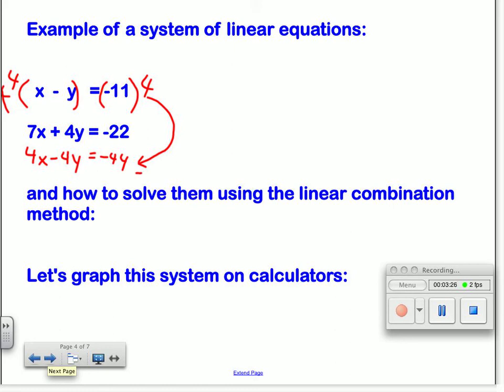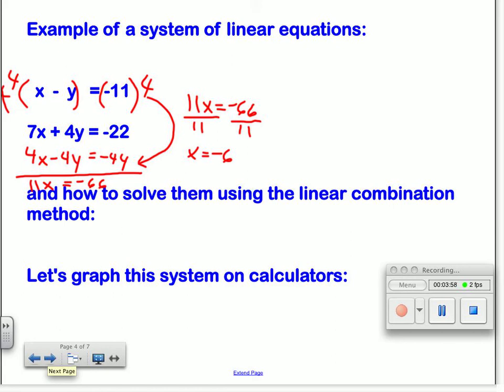Now I'm going to add these 2. I'm going to combine these, and watch what happens here. 4x and 7x is 11x. 4y minus 4y is 0. So we don't have any more y's left, which is exactly what we're trying to accomplish. And now we have minus 22 plus minus 44, which gives us minus 66. Okay. So now we have 11x equals minus 66. We divide this side by 11, divide this side by 11, and we get x equal to negative 6. Okay? Not quite done. We have to still find out what y is.